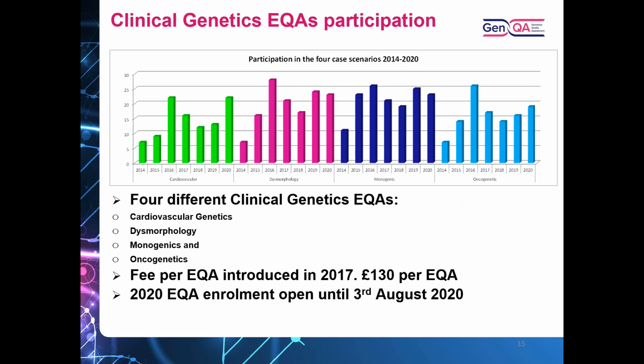The clinical genetics EQA participation has varied over the years. There are 4 different clinical genetics EQAs: cardiovascular, dysmorphology, monogenic, and oncogenetic. And the reason for this variation is because in 2017, a fee was introduced. Previous to that, it was free. And you can see in all cases that the EQA participation therefore dropped, but it is now rising. And currently, the EQA for 2020 is open until the 3rd of August if you're interested in participating.